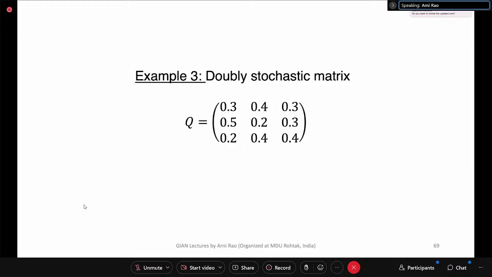Similarly, let us take an example of a doubly stochastic matrix. Q is another 3 by 3 matrix. Again, you see the row sums and column sums for each row and each column. This is 1. 0.3, 0.4, 0.3, 0.3, 0.5, and 0.6. The sums are 1. This is 1, 1, 1. The sums are 1. So this is a doubly stochastic matrix.